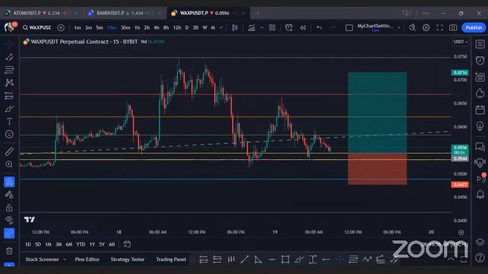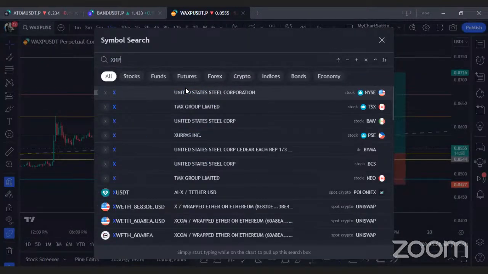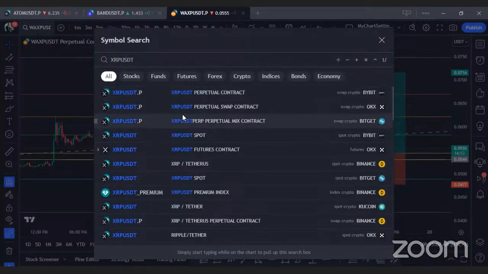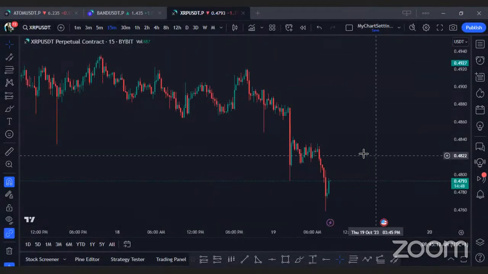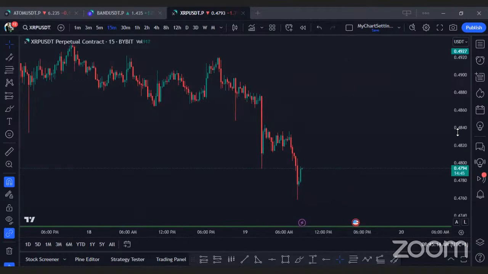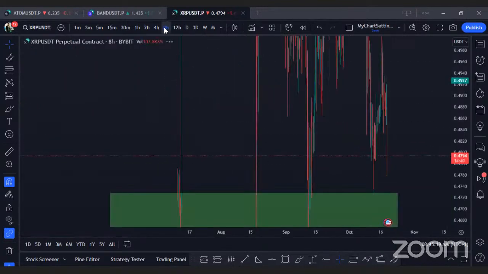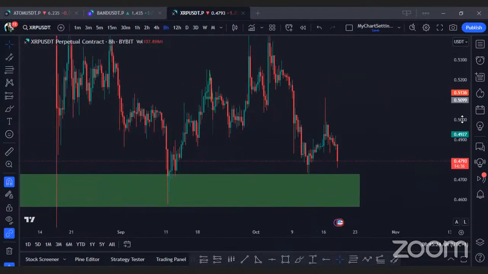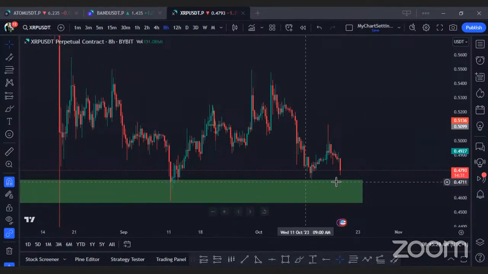All right, XRP and XLM. Let's look at XRP. For XRP, I was actually looking at this area down here, guys. I think I'll still wait for XRP to come down to me down there.